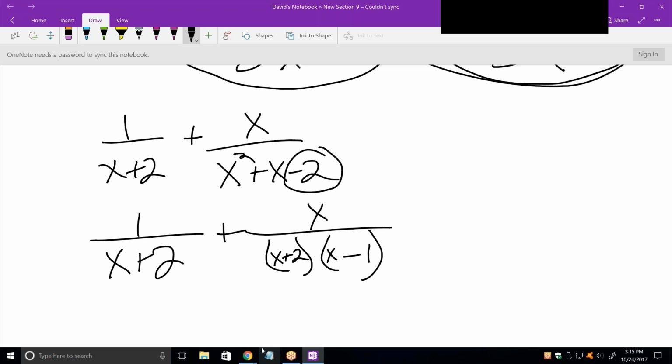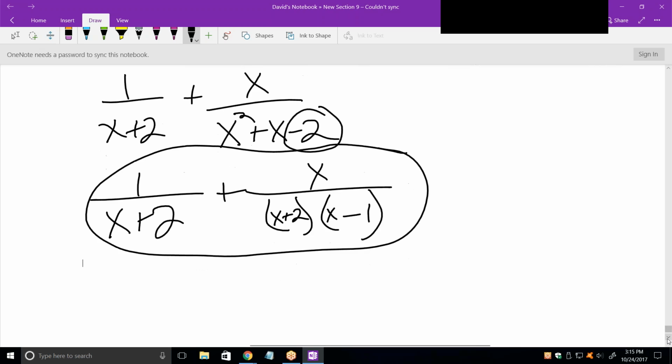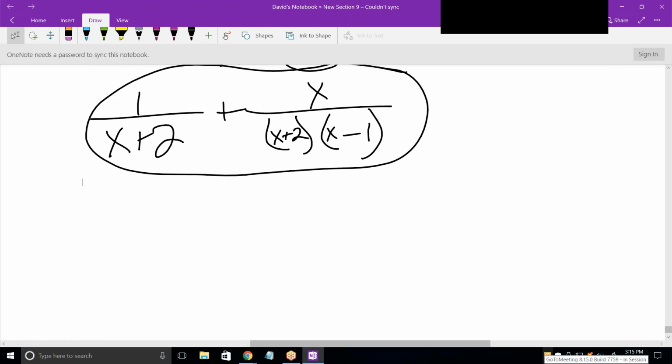Yeah. Okay. Now, we're adding two fractions. How do you add two fractions? Do you add across? You have to come up with a common denominator. Okay. What is the common denominator here? X.